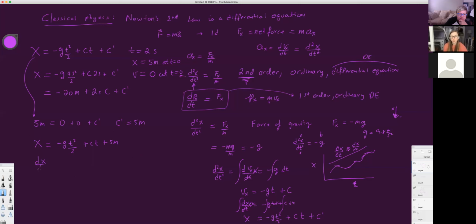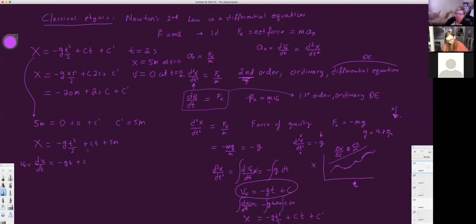So dx/dt. Over here we'll have 2 times minus g times t, and that'll cancel that 2. So I'm just going to get minus gt. Here the derivative is just c, and the derivative of the 5 is 0. Okay, and you can see we actually have that here. This is the v. I'll just write vx equals this. We have it here already down here, because when we integrated, we got that first. But anyway, okay, so here we go.